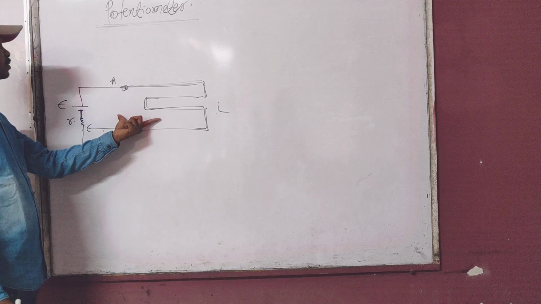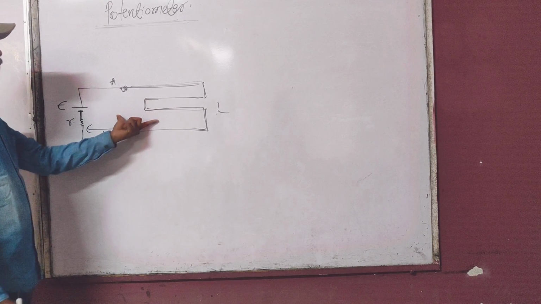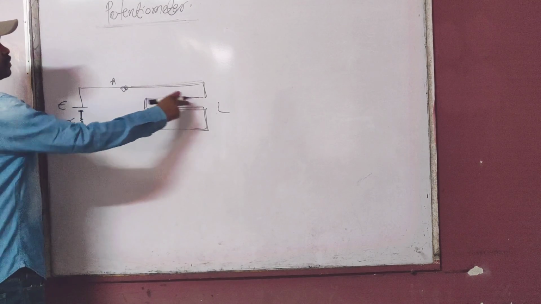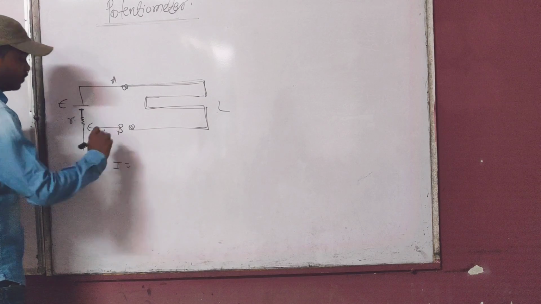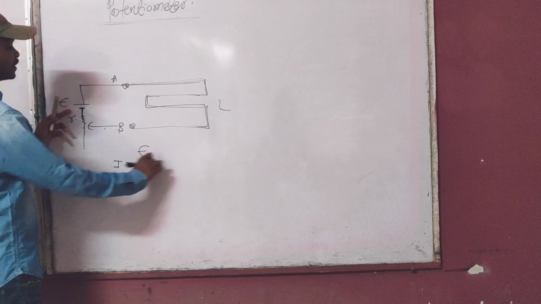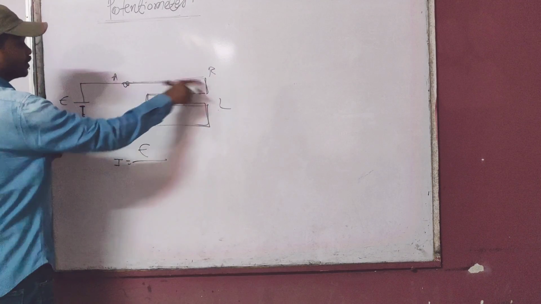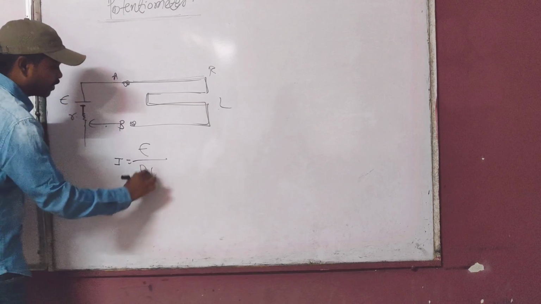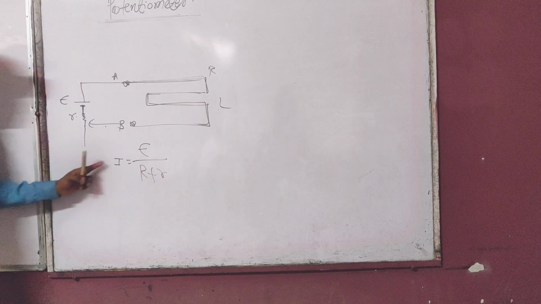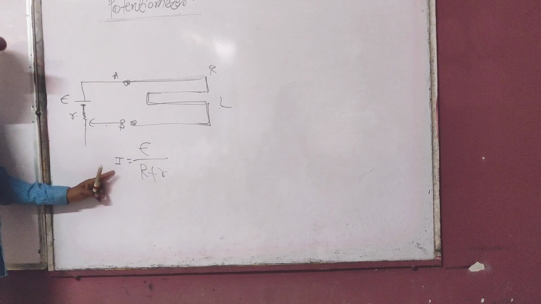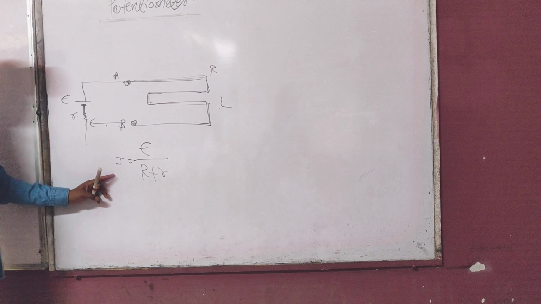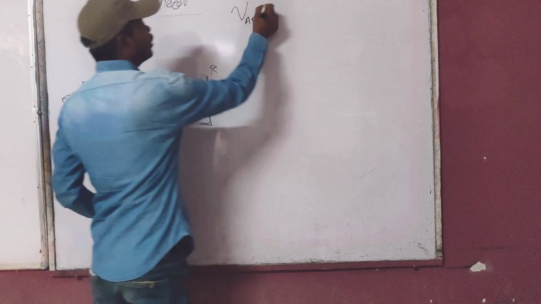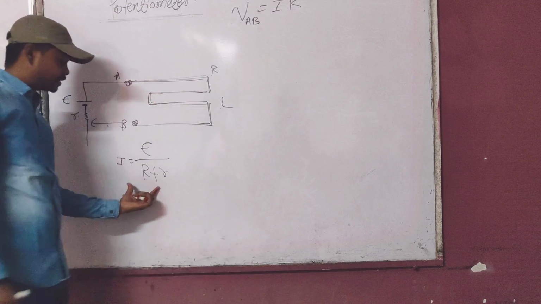Now when the plug key K is closed, there will be current flowing through the potentiometer wire, and that current is given by the applied EMF of the cell divided by the total resistance. Capital R is the whole resistance of the wire and small r is the internal resistance of the cell, so the total is R plus r. That is V equals IR, Ohm's law. By using Ohm's law, we can find the current.